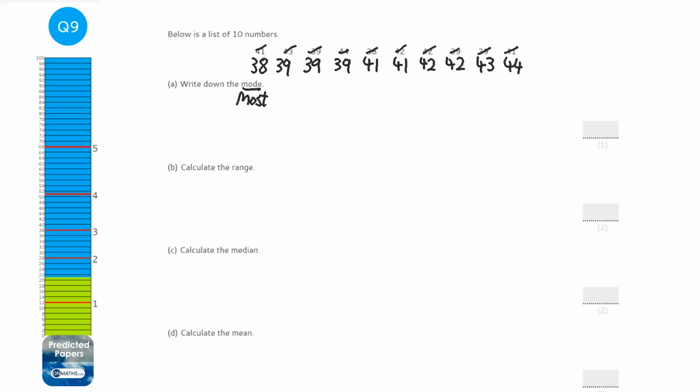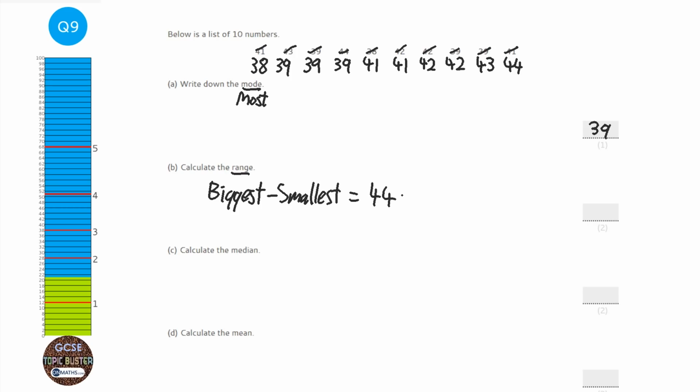Well, if you have a look, there are 3 39s there, and there's 2 42s, 2 41s. So 39 came up the most. And it's much easier to spot when they're all lined up. The range is the biggest take away smallest. And again, this is a lot easier when they're all lined up. So it's 44, which is the biggest, take away the smallest, which is 38.